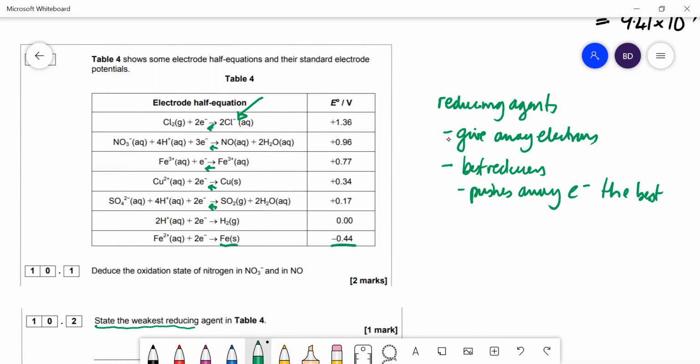The question doesn't ask that one; it asks the worst reducing agent. So it's this one up here, which is the most positive. It's the chloride ion. That is the worst reducing agent because it is the most positive. So it's actually not very good at pushing away electrons because it's positive. It tends to draw them in. That's the way I would explain it. Of course, you don't need to explain it, you just need to state it for 1 mark, but there we go.